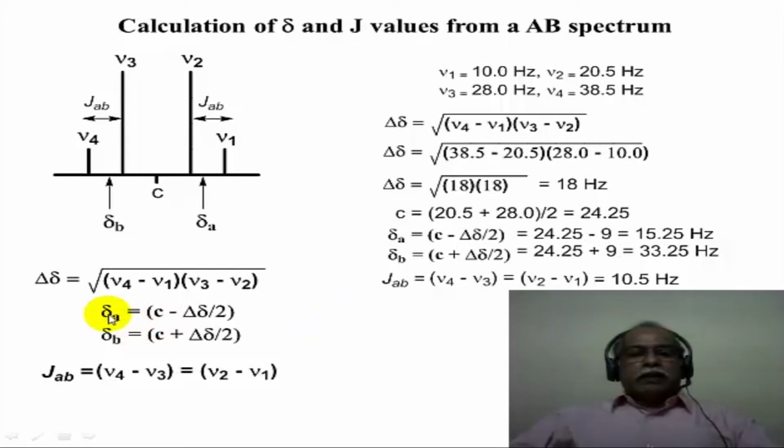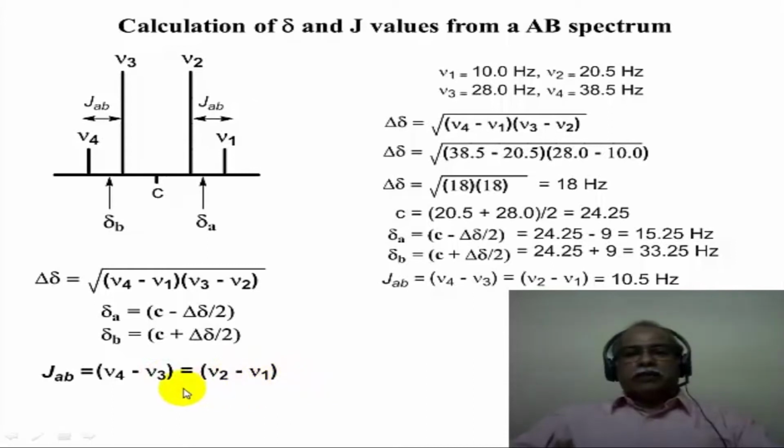Now, simply, delta A would then be the center of the spectrum frequency minus delta delta divided by 2, and the chemical shift value of B would correspond to the center of the spectrum frequency plus delta delta divided by 2. The JAB we have already discussed as the difference between line 4 and 3, or the difference between line 2 and 1.